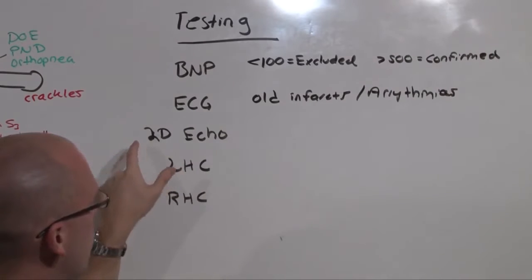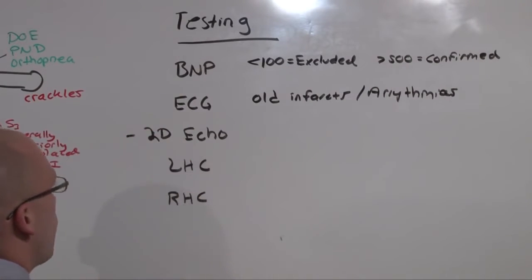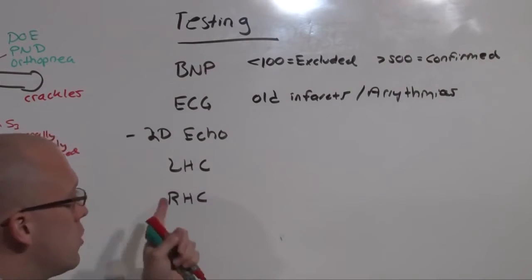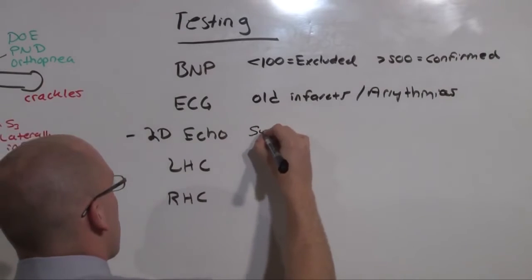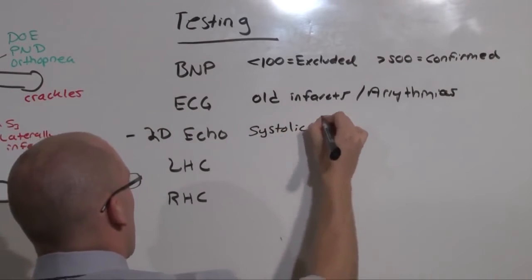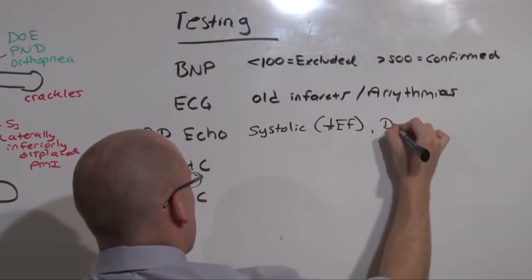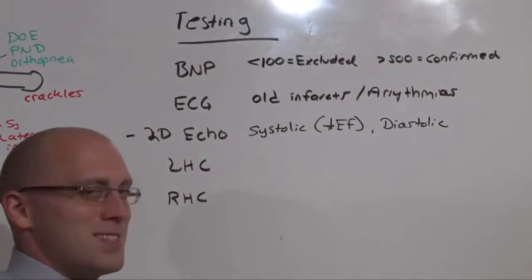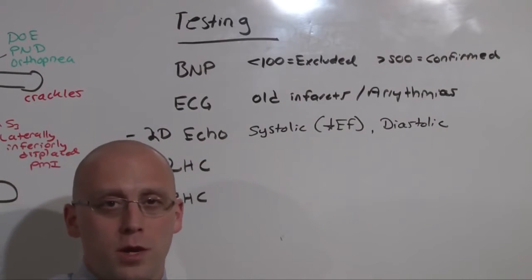The 2D echo is the best test we've got. This is the one that we as internists can use before we consult cardiology. What the 2D echo is going to show us is the difference between systolic heart failure, that is one with a reduced ejection fraction, and diastolic heart failure. Diastolic heart failure is not the term anymore. Now it is heart failure with preserved ejection fraction. Easier to say diastolic failure.